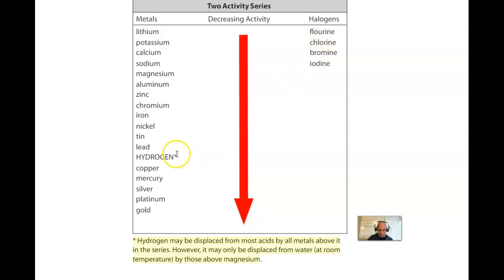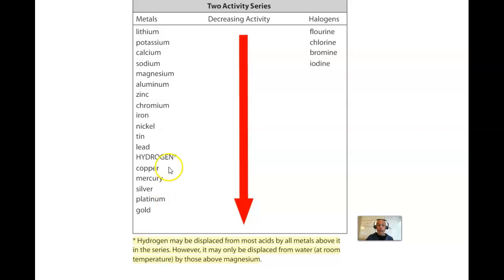And take a look at how hydrogen has an asterisk. It's an important asterisk to pay attention to. Hydrogen, it says down below, may be displaced from most acids by all metals above it. So if the hydrogen that's in the compound is as an acid and not water, then this activity series works just as it is. For example, tin would replace hydrogen in an acid, so would lead, but copper wouldn't.